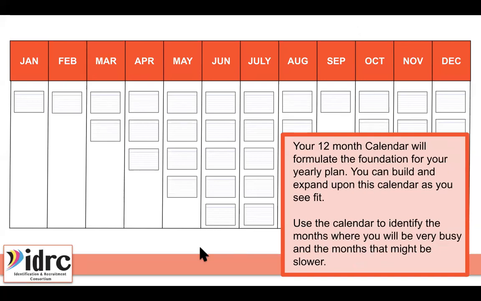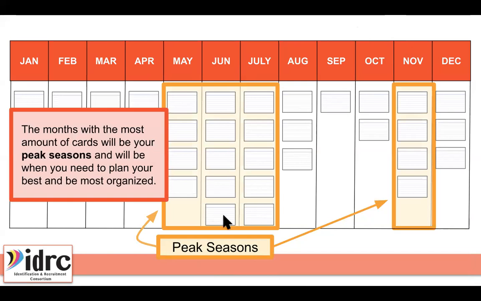Your 12-month calendar is essentially what's going to lay that foundation for your yearly plan. Once you have all the cards laid out over the course of the 12 months, you can build and expand upon this calendar as you see fit. It's important to do this activity because visualizing all of our work also allows you to notice the months where you're going to be very busy and the months that might be slower. The months with the most amount of cards in them are going to be those peak months. And so those are the months where you know that you need to plan properly and be at your best and be the most organized so you can make sure that there's nothing that you're missing.